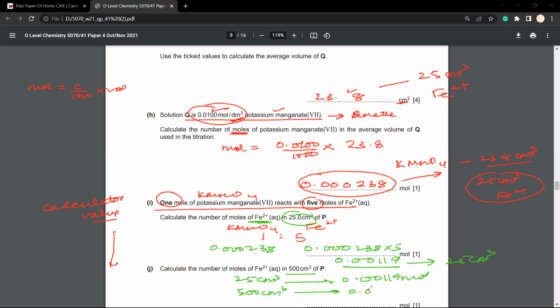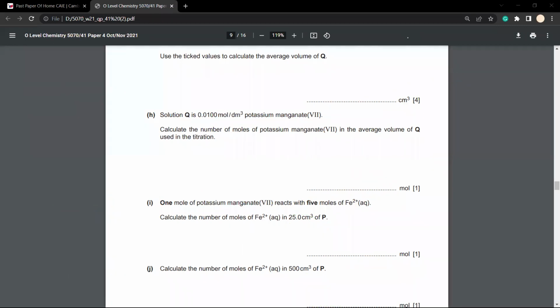So we will be having 0.00119 divided by 25 multiplied by 500. So our answer is going to be 0.0238. So these many moles will be there in 500 cm³ of iron 2 which we have formed. These iron 2 ions are actually formed from pure iron which was there in the mixture, and this iron 2 was made up to 500 cm³. So 500 cm³ of iron 2 which is actually formed from the pure iron has got how many moles? 0.0238 moles. Moving ahead, let's see what else they have given us ahead.